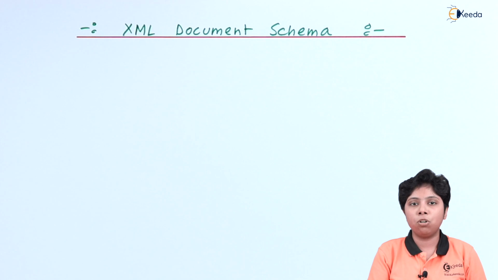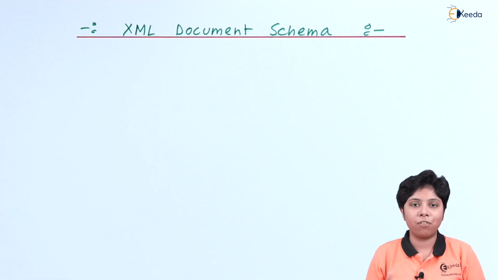But if there are no constraints mentioned within the structural part of a database, then it is not meaningful to have it. That means sometimes we need to have a schema for an XML document too. So first we will talk about the DTD, the document type definition.